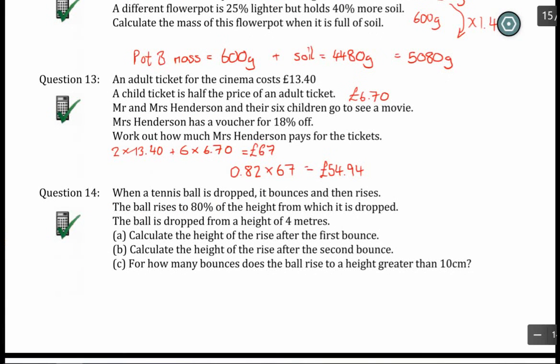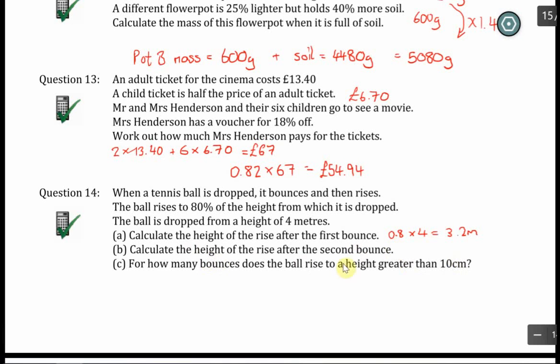And the last one, when a tennis ball is dropped, it bounces, then rises. The ball rises to 80% of the height from which it was dropped. The ball is dropped from a height of 4 meters. Calculate the height of the rise after the first bounce. So, in other words, it will rise to 80% of 4 meters. So 0.8 would tell me what 80% is, times 4. That will give me 3.2 meters. No need to use a calculator there, just doing 8 times 4, 32, and dividing by 10.